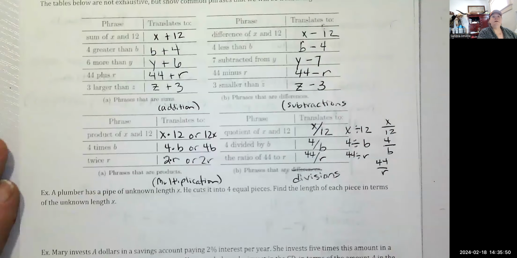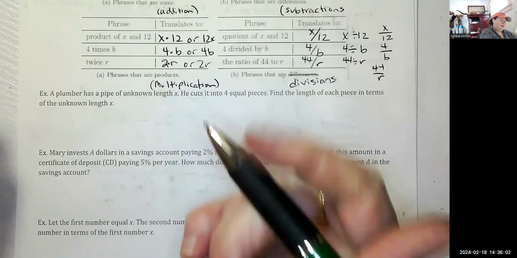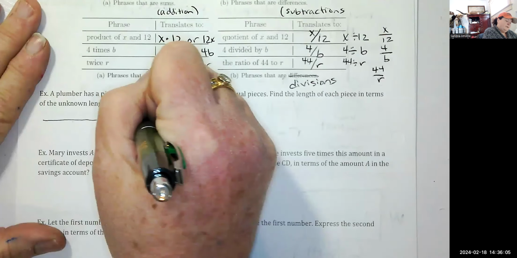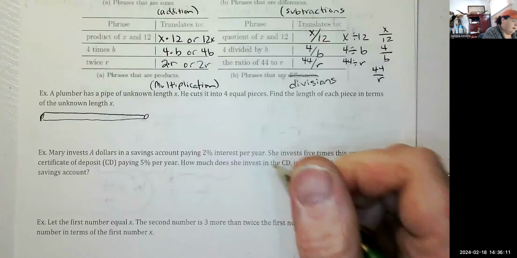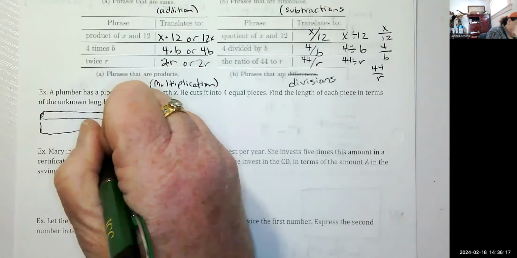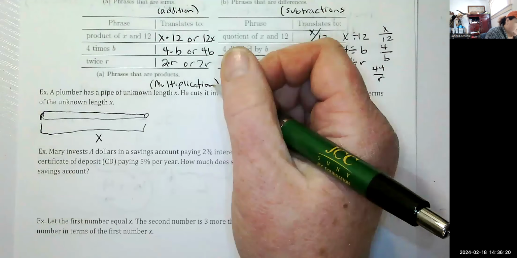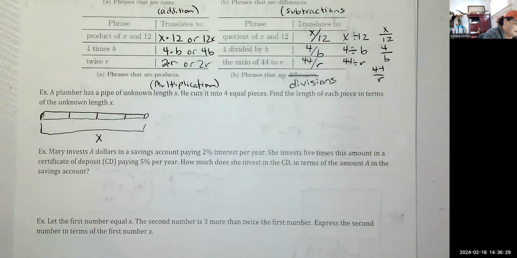All right. A plumber has a pipe of unknown length, x. He cuts it into 4 equal pieces. Find the length of each piece in terms of the unknown length x. Okay, so we've got a pipe, and they're saying that the length of the pipe is x. And then they're cutting it into 4 equal pieces. So 1, 2, 3, and 4.